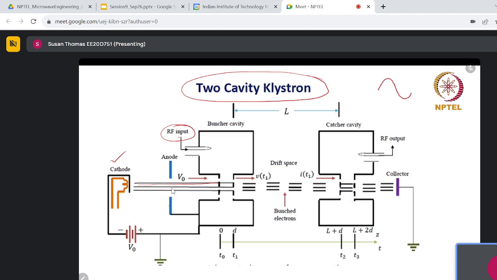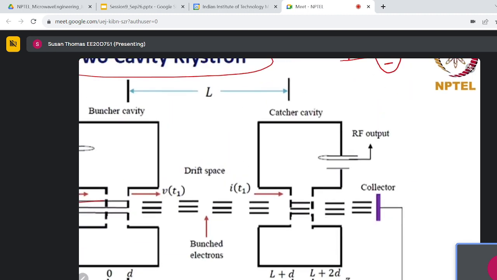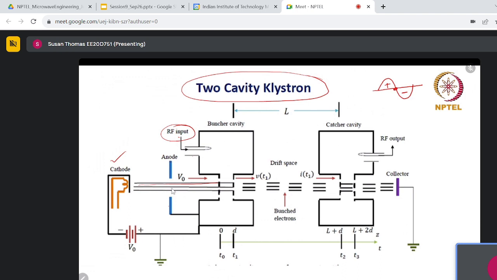That's called velocity modulation. Based on the signal, if the RF signal is having a positive cycle, the electrons will have an increased velocity, I mean, electrons will speed up, and for a negative cycle, electrons will slow down. And in the zero crossing areas, electrons will have the same speed. That is called velocity modulation. Then the velocity modulation will result in bunching of the electrons, and then it moves towards the catcher cavity, wherein the RF output is being taken.